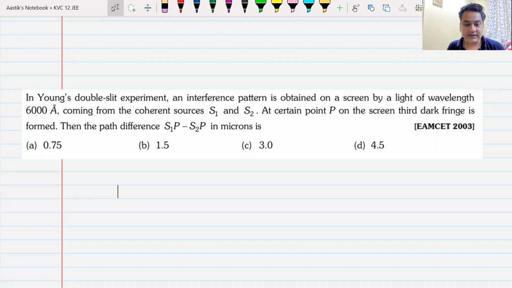This is the question that is coming. In a Young's double slit experiment, an interference pattern is obtained on a screen by a light of wavelength 6000 Angstrom coming from two coherent sources S1 and S2. At a certain point P on the screen, the third dark fringe is formed. What is the path difference in microns? 10 to the power minus 6 is micron. They are not asking these questions these days, so they may not ask micron and millimeters and centimeters.